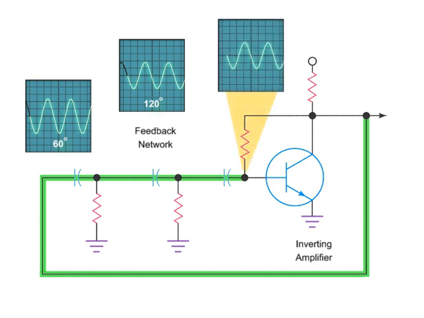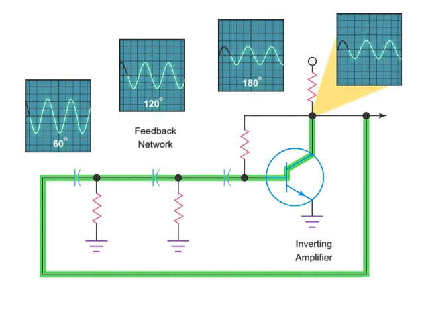So, by the time the signal leaves the network, it will be 180 degrees out of phase and reduced in size. Finally, the 180 degree out of phase attenuated signal will pass through the inverting amplifier, where it's amplified and shifted 180 degrees back into phase.